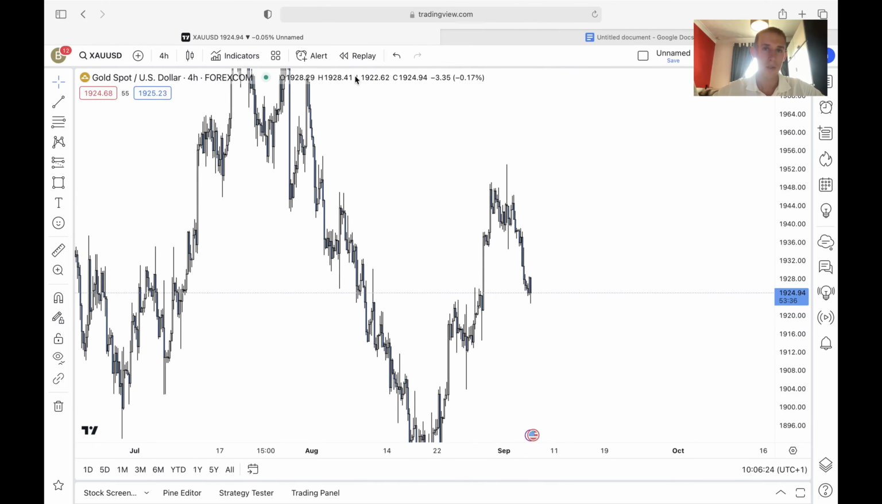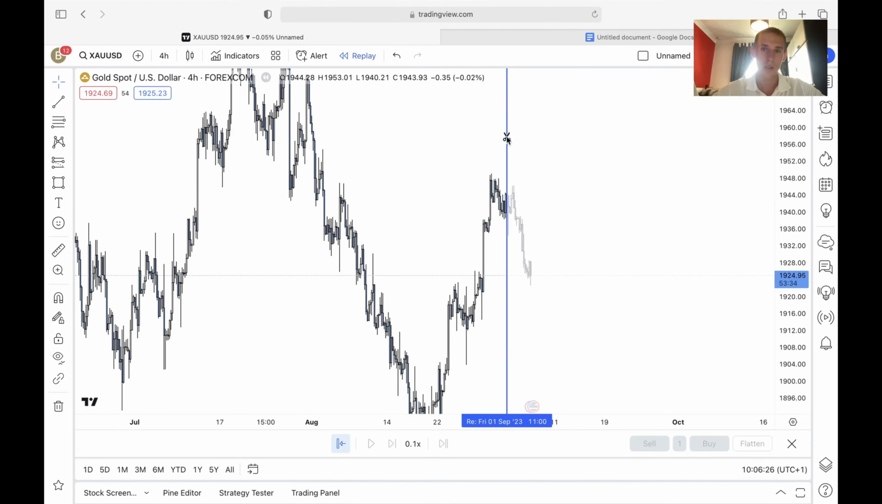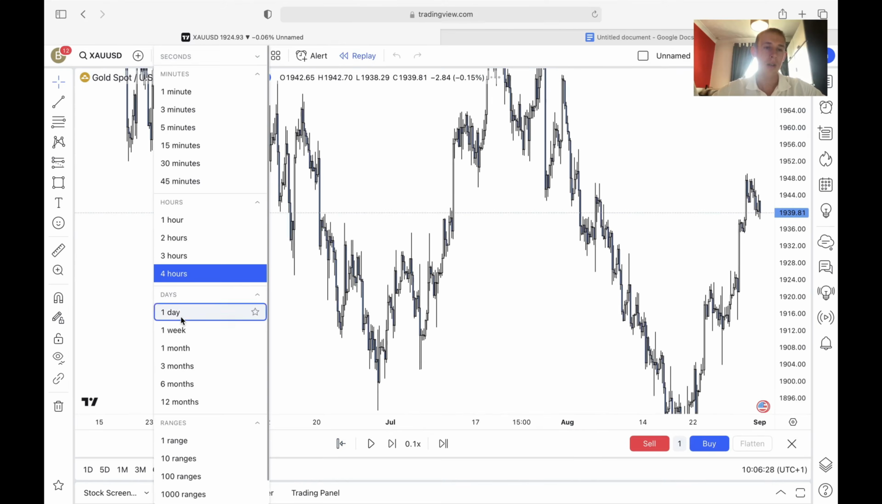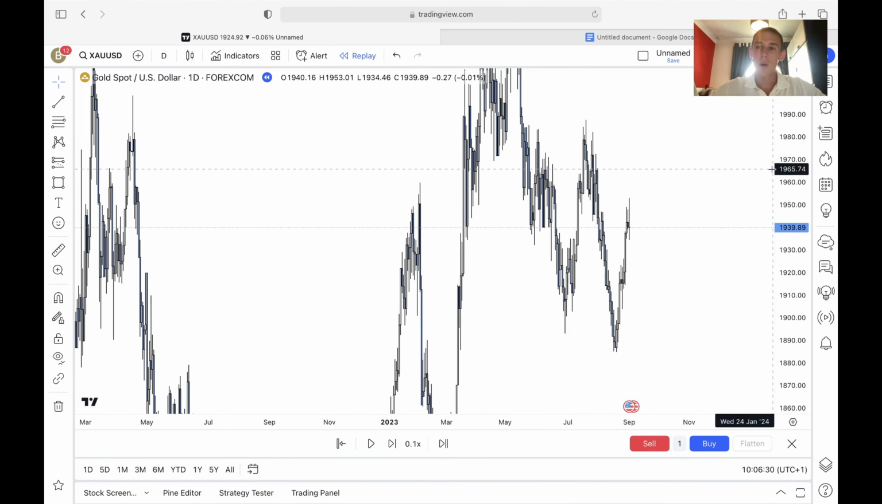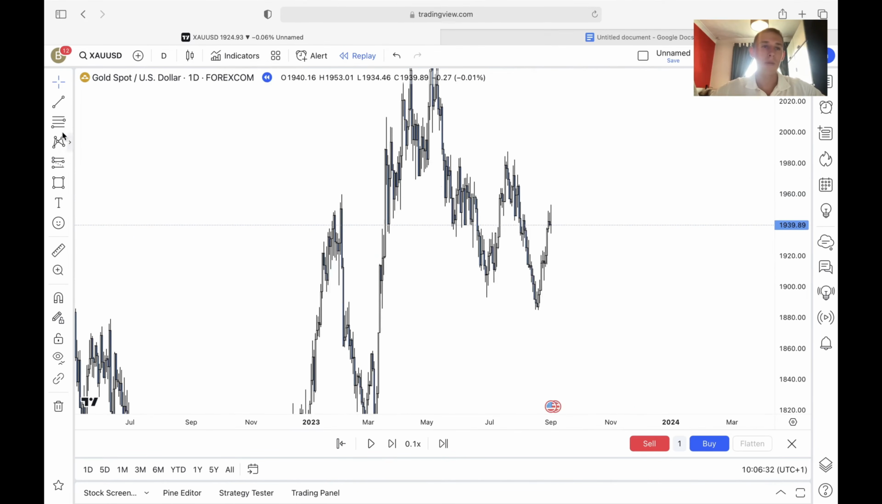So if we go over to this area, working our way down from the daily time frame, we can clearly see that the daily is still bearish. We had a sweep of this high followed by a daily breaker structure just here.